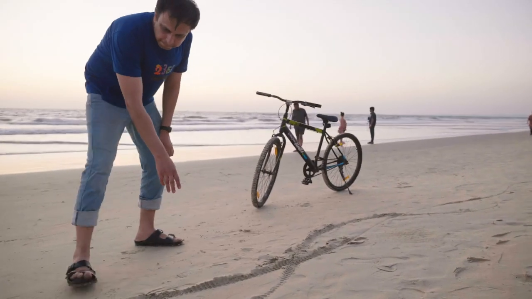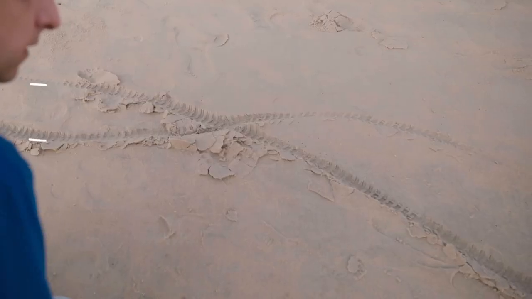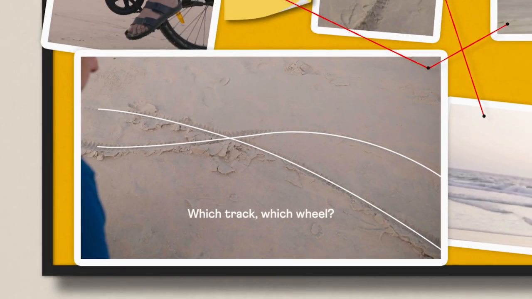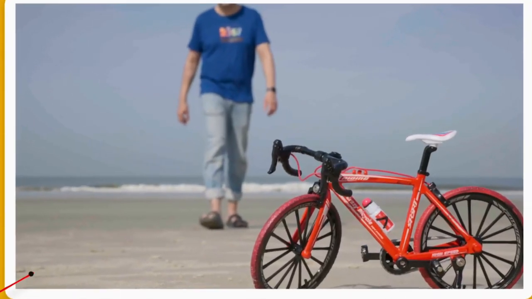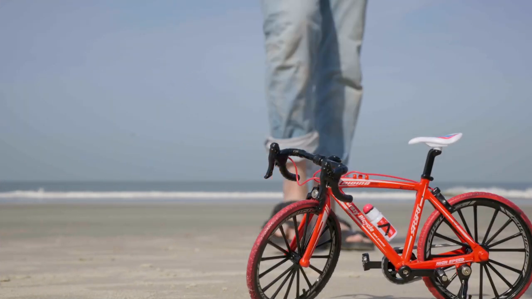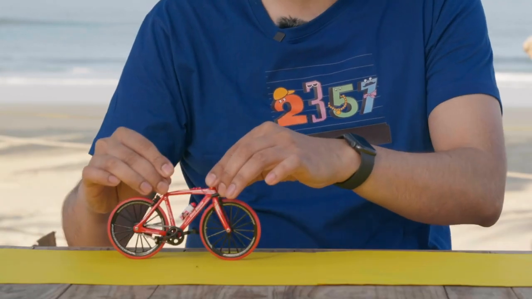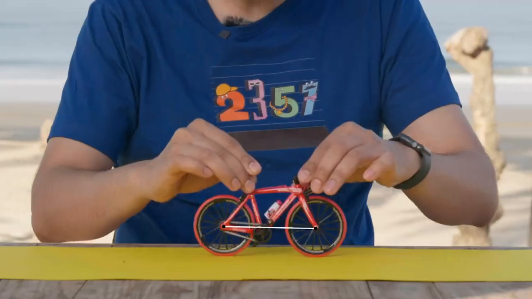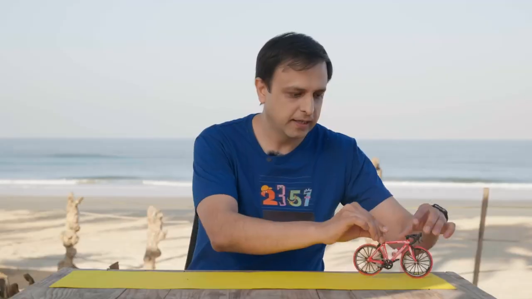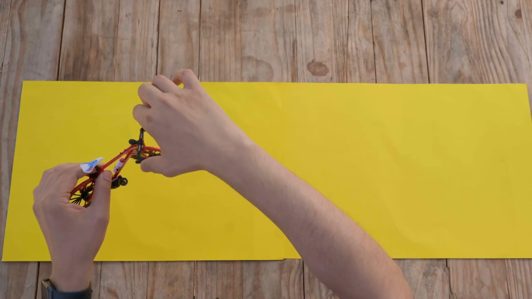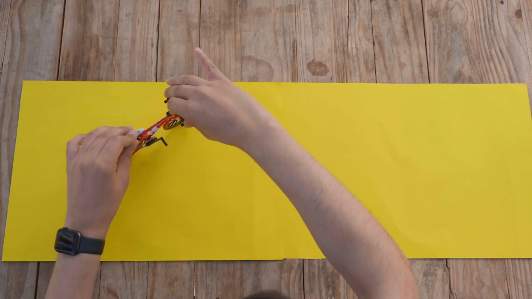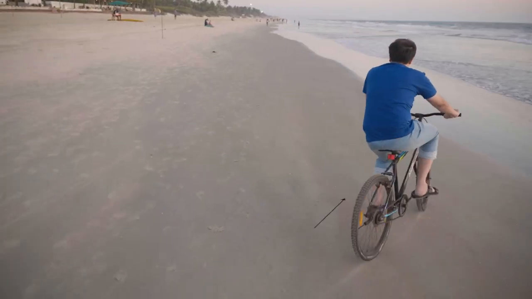To know which way the bike went, we first need to know which track belongs to which wheel. Can you tell? Sherlock realized that the answer lies in the design of the bicycle itself. Its front and back wheels are connected, so it doesn't matter how the bicycle moves. The distance between them is always fixed. Plus, you can only steer the front wheel and the back wheel follows it.